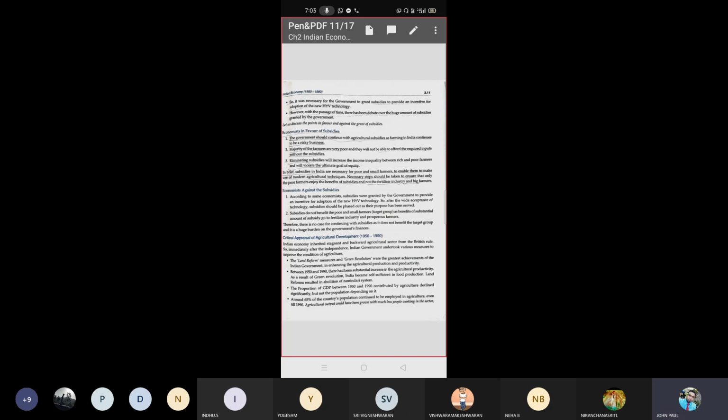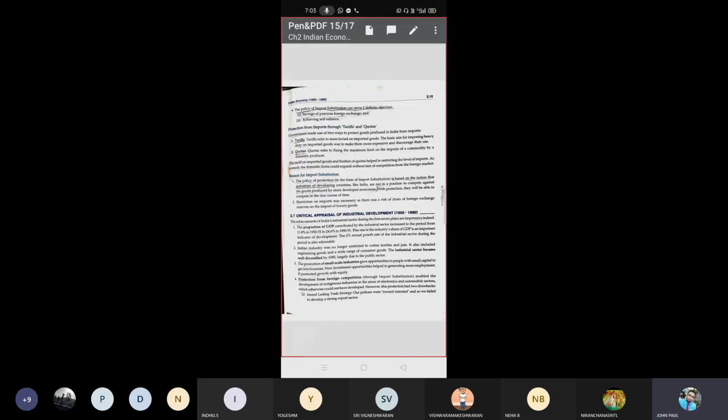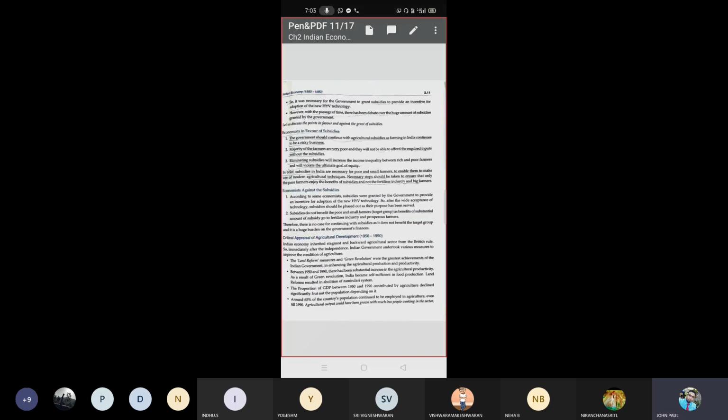So, critical appraisal of agricultural development. Finally, we have come to the end of this agriculture topic. What does appraisal mean? We are just recapping. What are the things our Indian government has done? Land reforms, which means a change in ownership, was the first step initiated by the government.